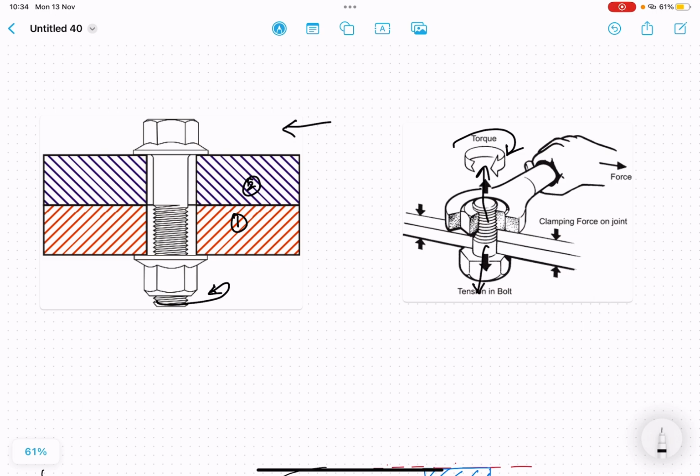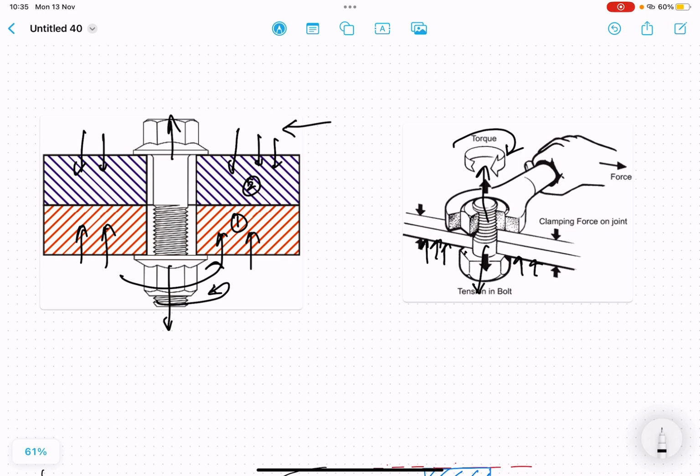As shown, it will be in tension, and as this bolt is in tension, the nut and the head of this bolt will exert a force on the plates, and these plates will be in compression. So when we give torque, this bolt will be in tension, and these plates will be exerting force on each other. So this is the basic funda of a bolted connection.